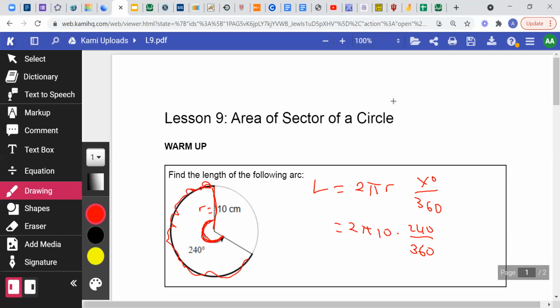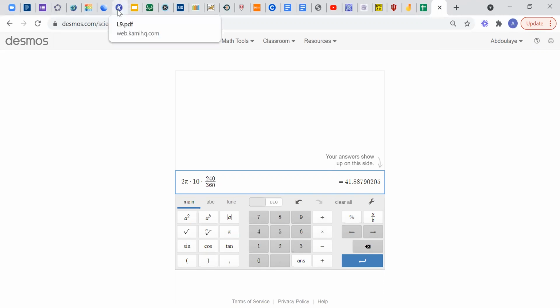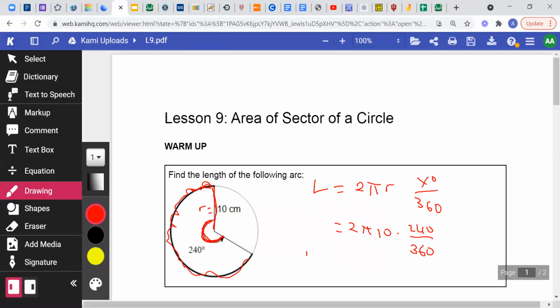Then if we use our decimals calculator, 2 times pi times 10, then times 240 divided by 360. That gives us 41.88, so approximately 41.9. So that's going to be L equals 41.9. And since the unit is in centimeters, we're going to put it in centimeters like that.